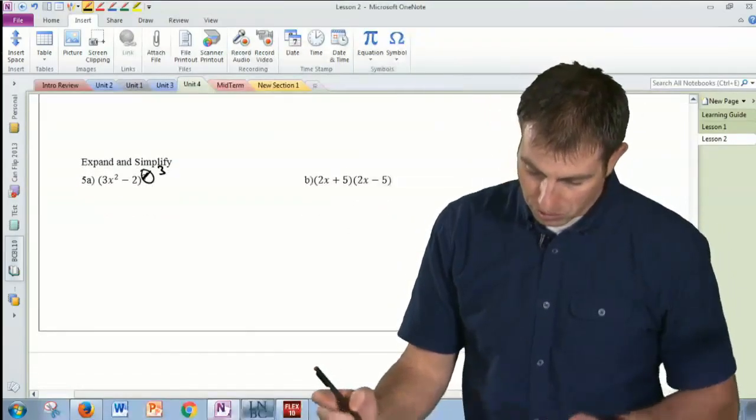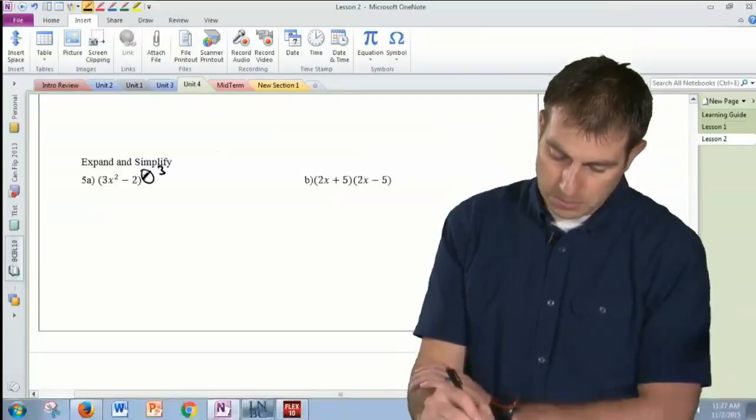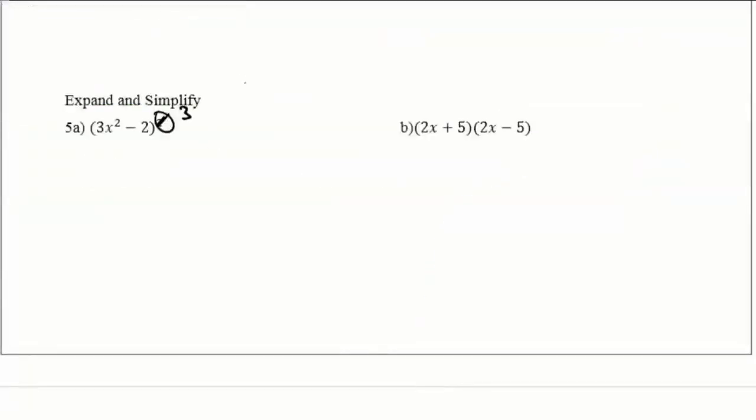Probably won't have enough room for it, but we're going to do it anyways. Same thing as I was saying before with squared type questions. If I had something like 4 cubed, that's 4 times 4 times 4. So the same thing applies here.